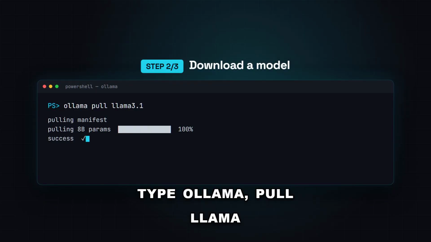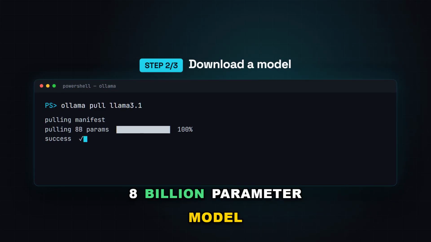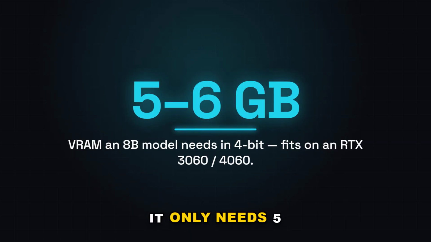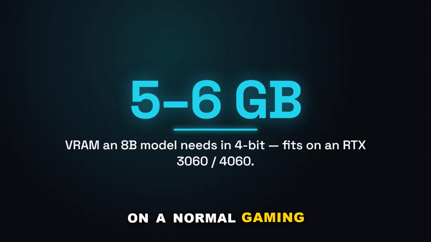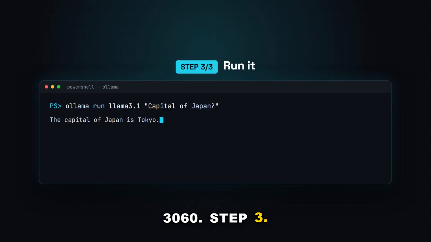Type ollama pull llama3.1, and an 8 billion parameter model lands on your machine. With 4-bit quantization, it only needs 5 to 6 gigabytes of VRAM, so it fits on a normal gaming GPU like an RTX 3060. Step 3.